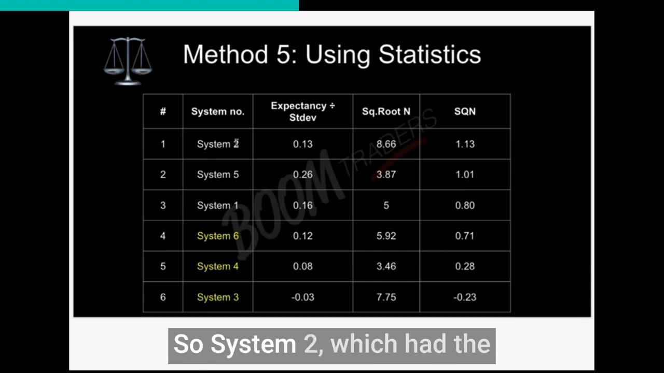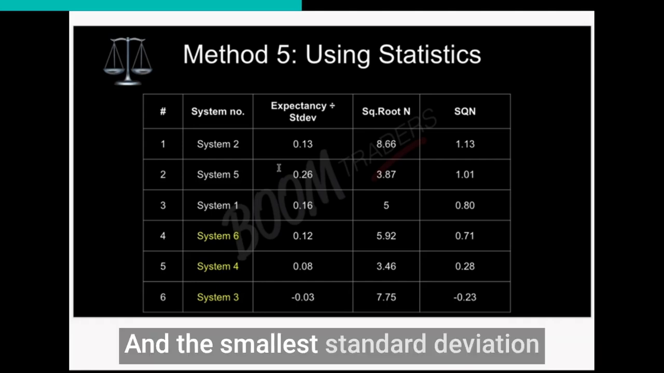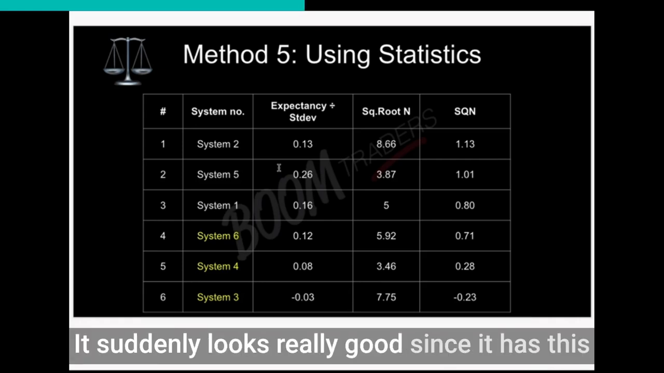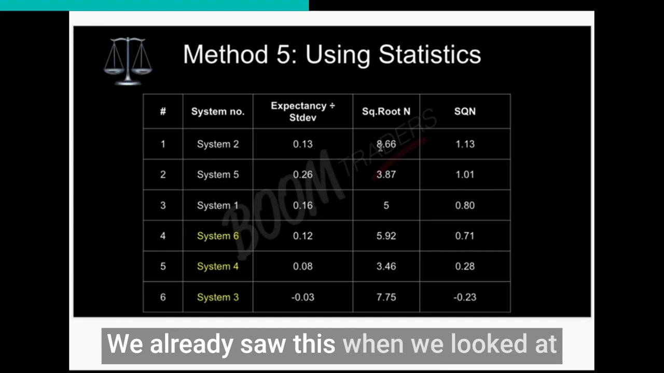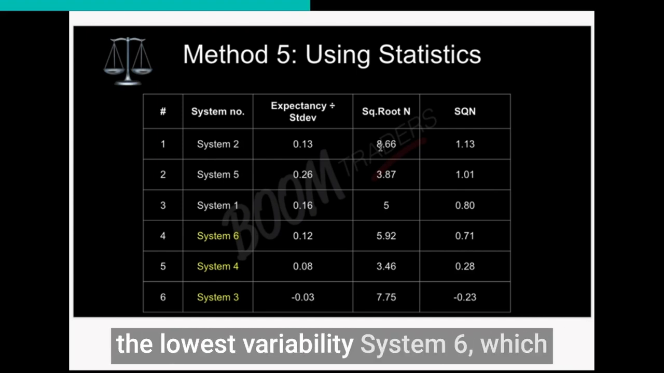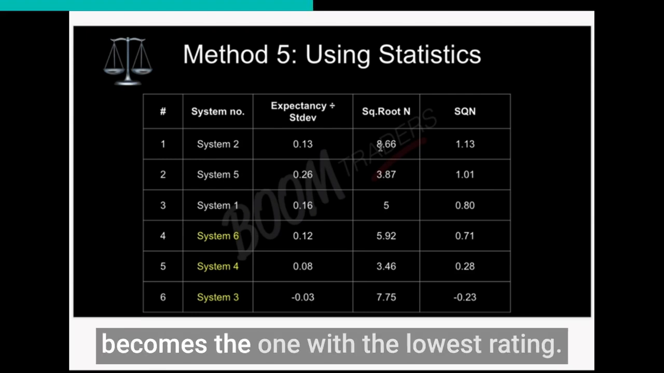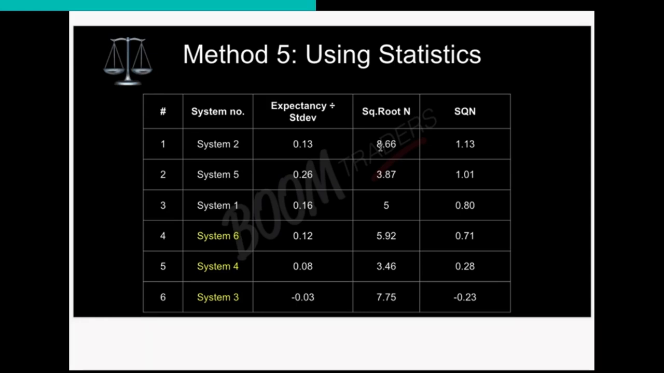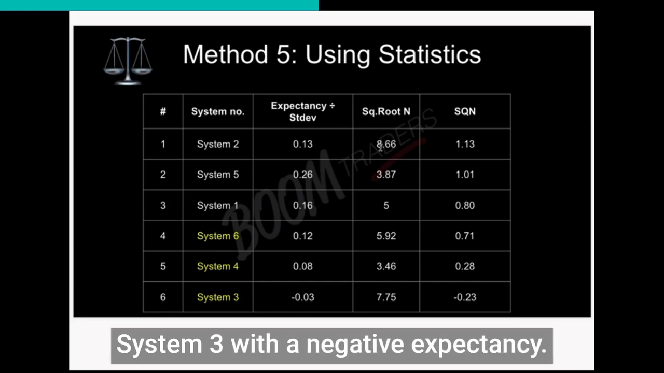Notice what happens. So system 2, which had the worst positive expectancy and the smallest standard deviation, now is valued in first place. It suddenly looks really good since it has this very low variability and has a lot of trades. We already saw this when we looked at the lowest variability. System number 6, which was high in all the other methods, now becomes the one with the lowest rating. So if you follow our methods, you will never trade system number 6. As you see, nothing can save system 3 with a negative expectancy.